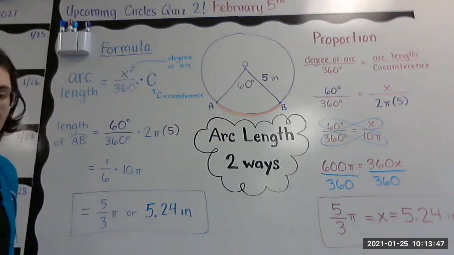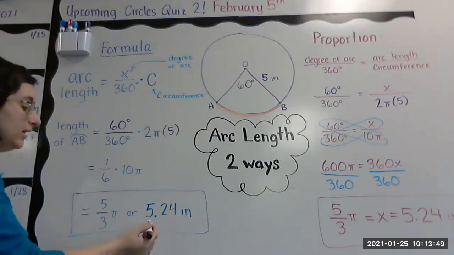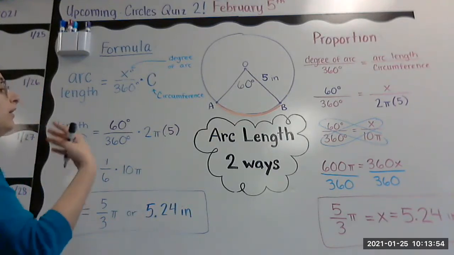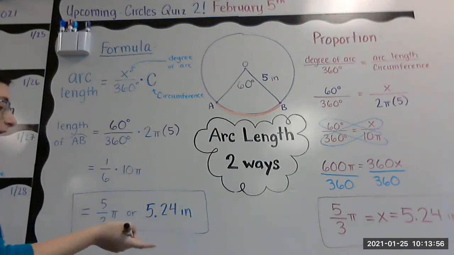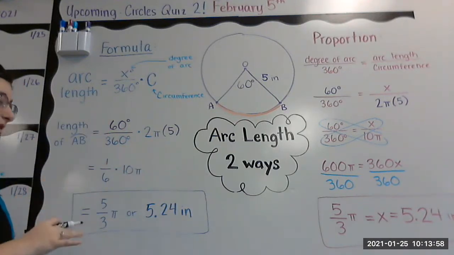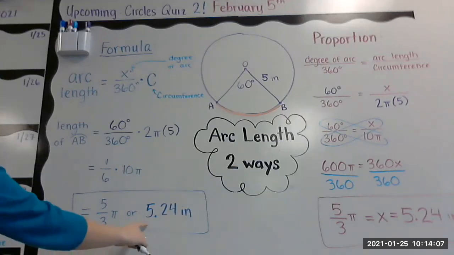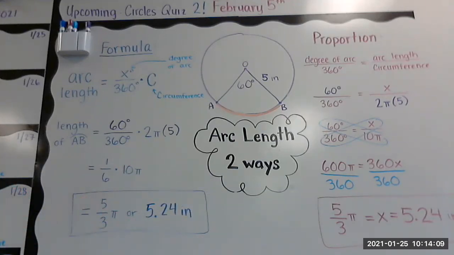Or if I want to know what that is in numbers I can understand, that would be 5.24 inches out of a total, let's see, what was the total? 10 pi or 31.4 inches. And those numbers make sense to me. They don't seem unreasonable. 1/6 of 30 should be about 5. So these numbers are making sense to me.